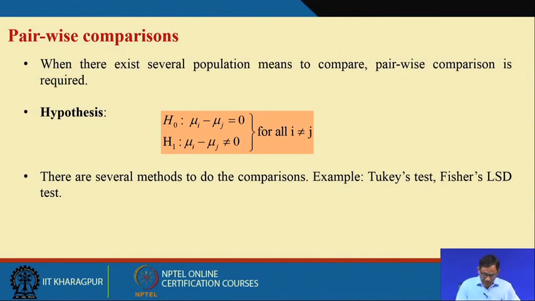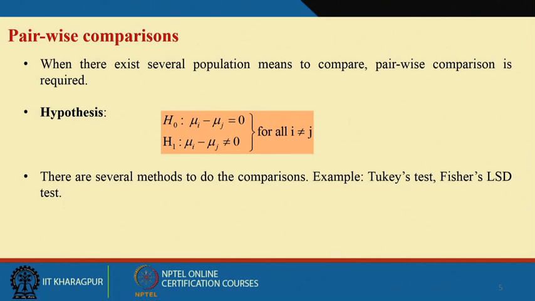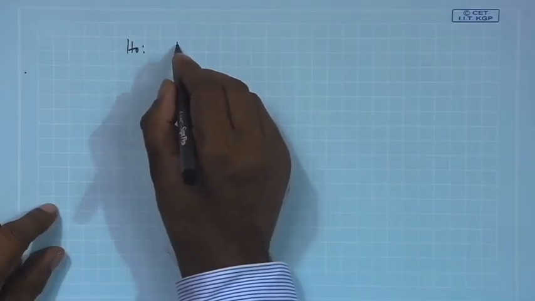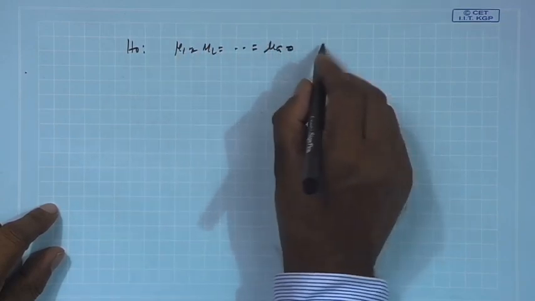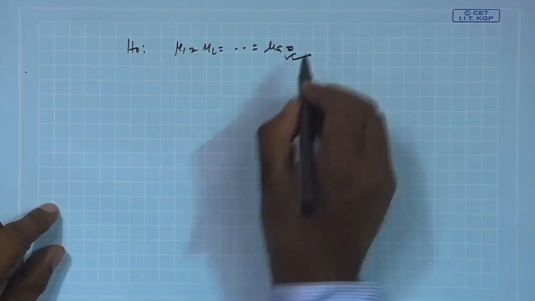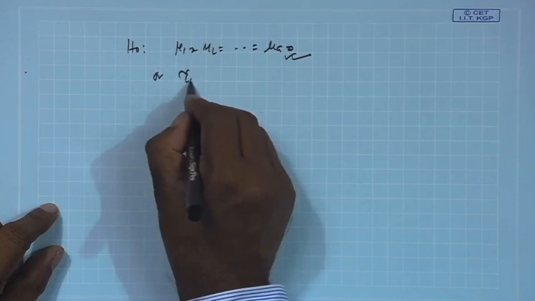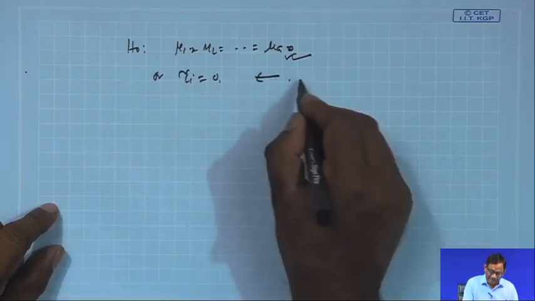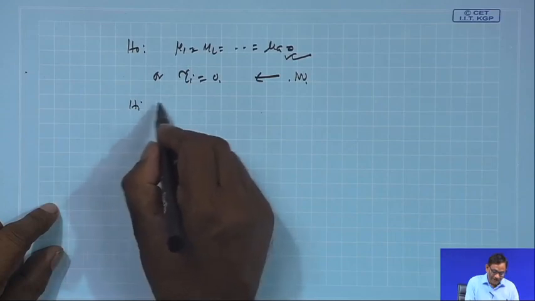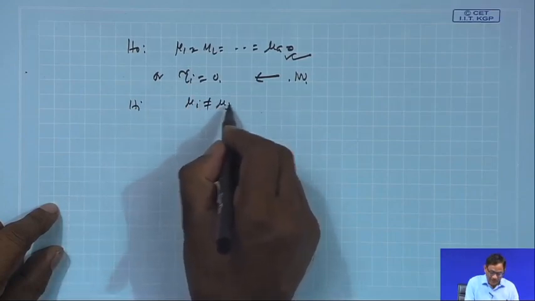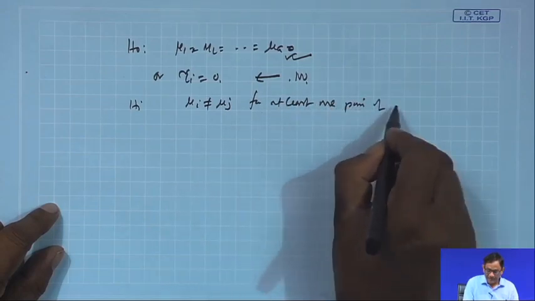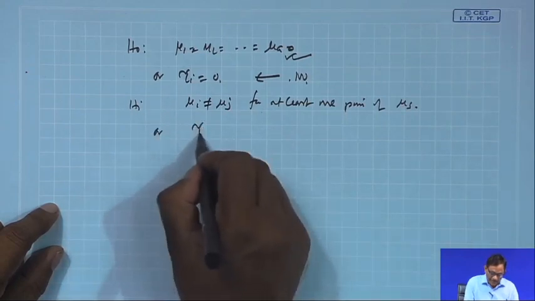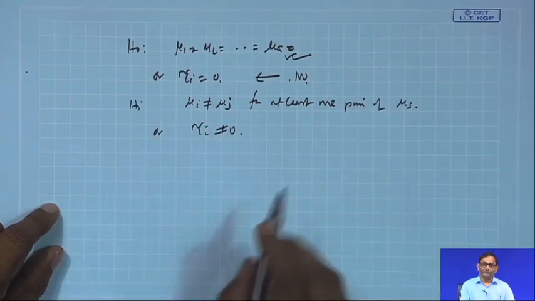Now, as you have seen, the ANOVA hypothesis is that mu 1 equals mu 2 equals mu a. This is the null hypothesis, that all means are equal, or we say tau i equals 0, that is, no treatment effects. The alternative hypothesis is that mu i not equal to mu j for at least one pair of mu's, or alternatively tau i not equal to 0 for at least one i.